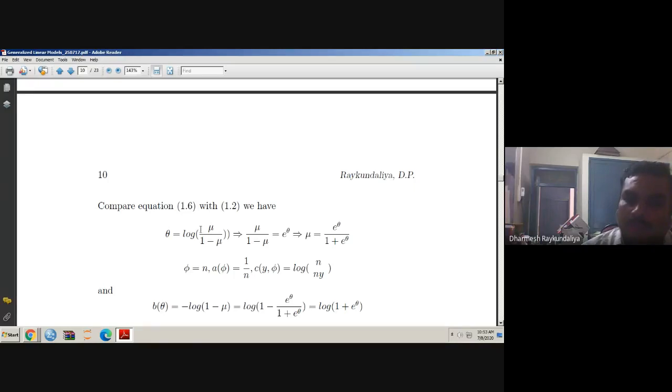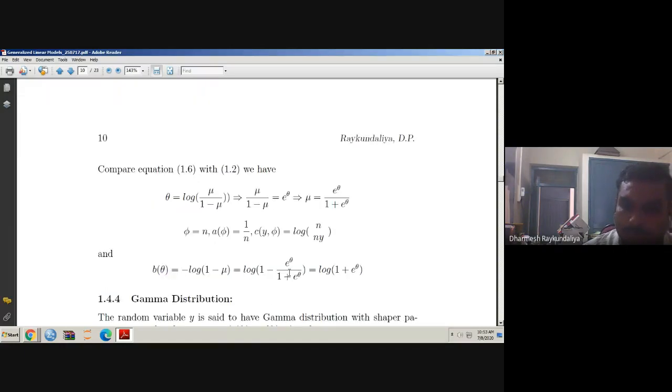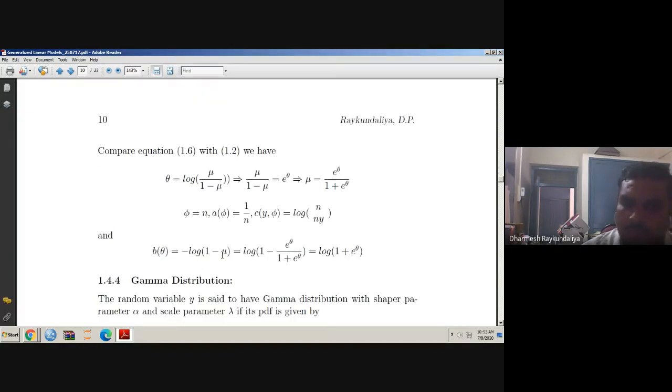So this link is known as the logit link because it is the logistic. It is the log of the odds ratio, and this is nothing but the logistic function. That means mu equal to e raised to theta upon 1 plus e raised to theta, which is the probability function of a logistic distribution. Therefore, this link is said to be the logistic link. And b(theta) equal to this.